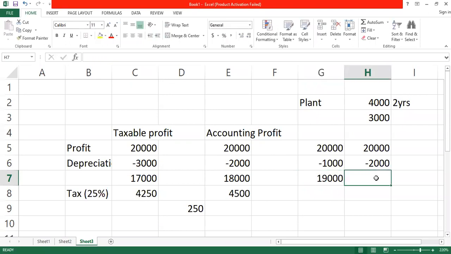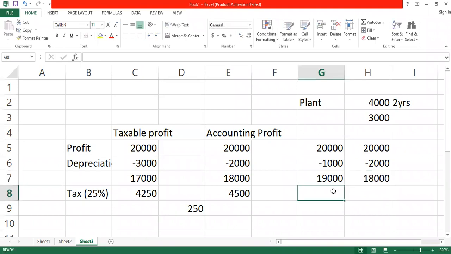The 1,000 is the 4,000 minus 3,000. The value of the asset is 4,000. They have given a capital allowance of 3,000 in the first year. So the second year will be the remaining balance. Are you okay? So this will be 18,000 now.